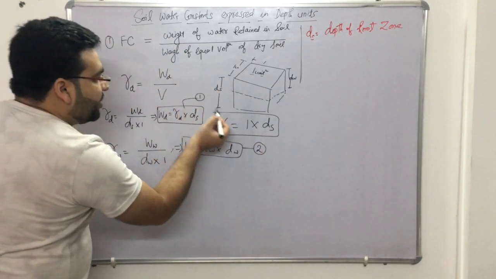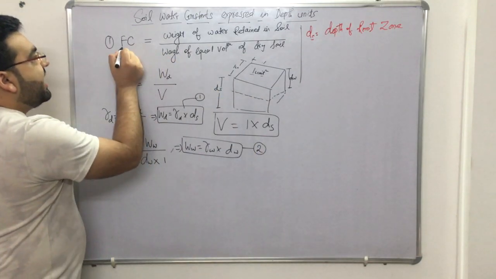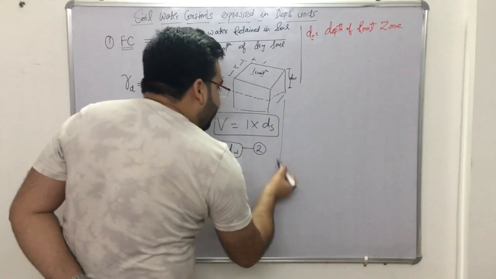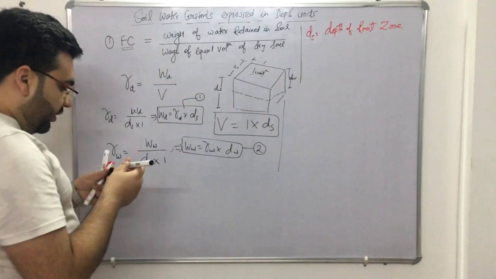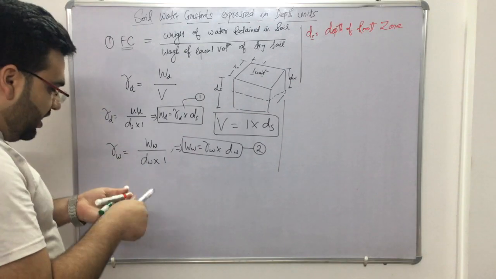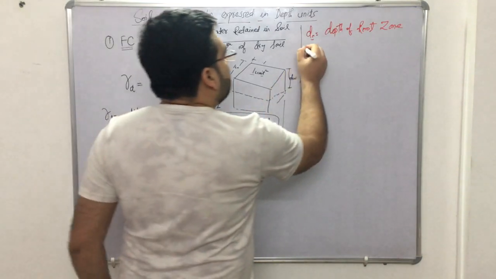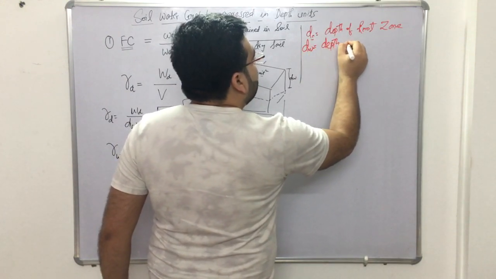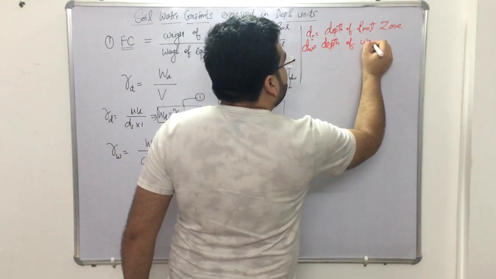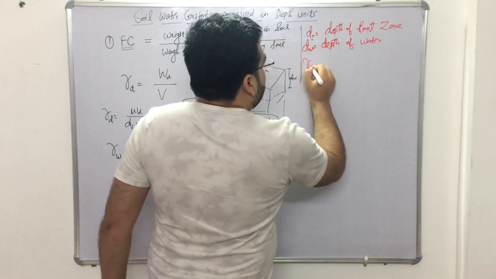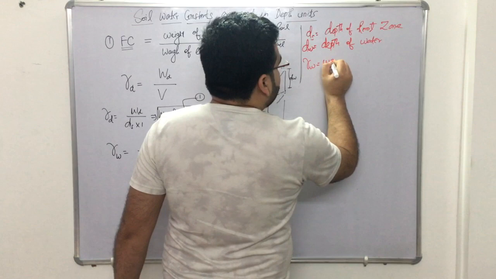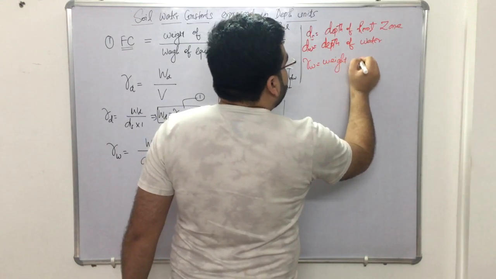So I will use equation number 1 and equation number 2 and put it here to get the field capacity, right? So let me write here. ds is the depth of the root zone and dw is the depth of water. Gamma w is the weight density of water.